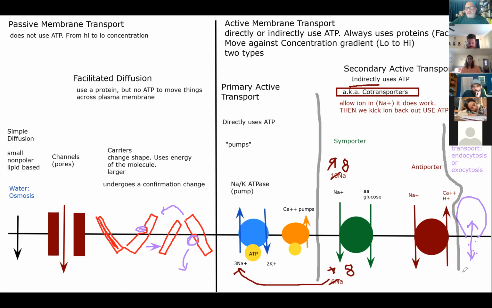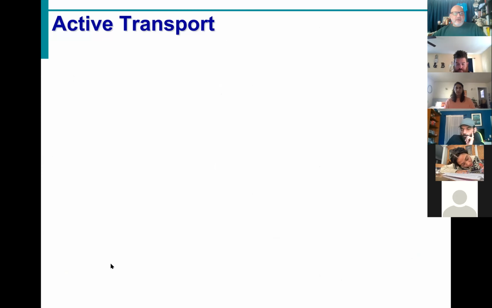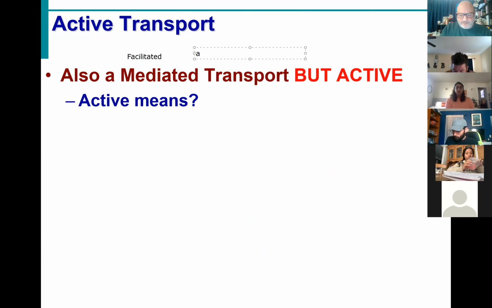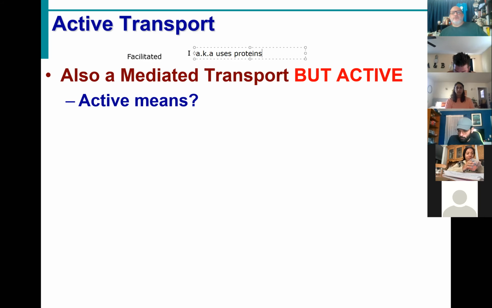But let's take a look at the pretty pictures from your textbook. Again, with our active membrane transport, are we on time? Good. Again, it's mediated or facilitated. Either of those are the terms we can use, but remember, it all means the same thing. Basically, this just means it uses proteins, right? There is no simple active transport. If you're using ATP, you have to use some type of protein to get things through.